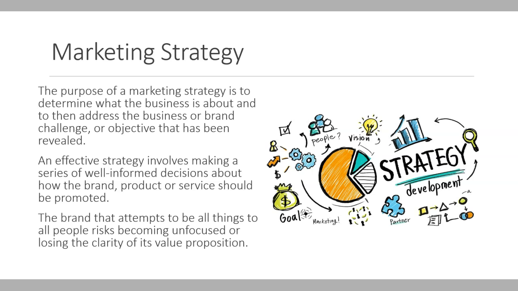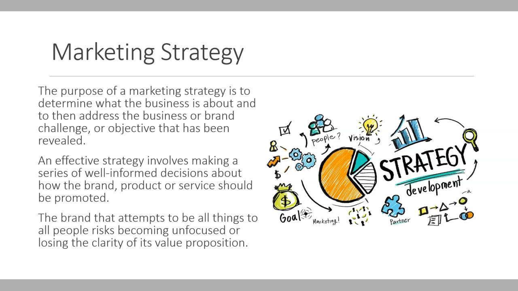Now let's turn our attention to the idea of marketing strategy. We've talked a bit about the value of digital interaction with consumers, but the purpose of a marketing strategy is to determine what the business is about and then address the business or brand challenge or objective that has to be met. An effective strategy involves making a series of well-informed decisions about how the brand, the product, or service should be promoted. And the brand that attempts to be all things to all people risks becoming unfocused or losing the clarity of its value proposition.